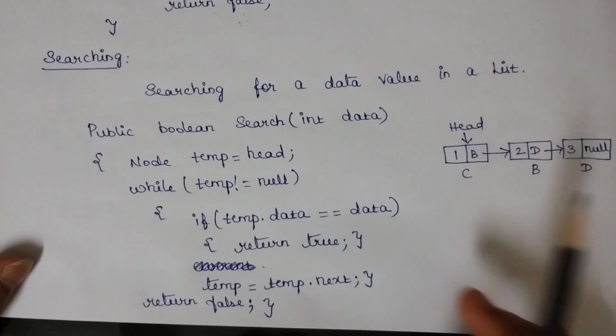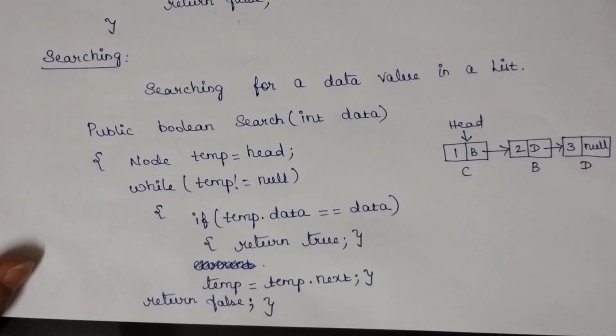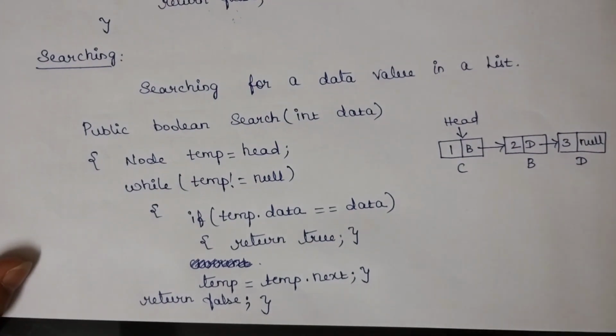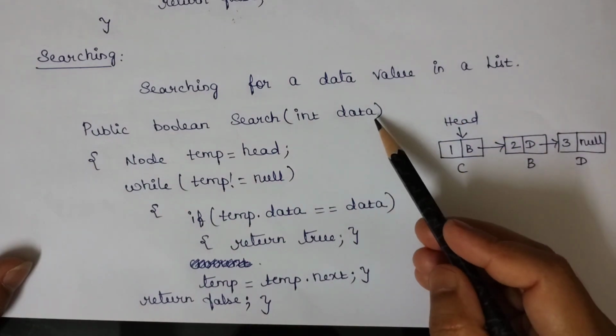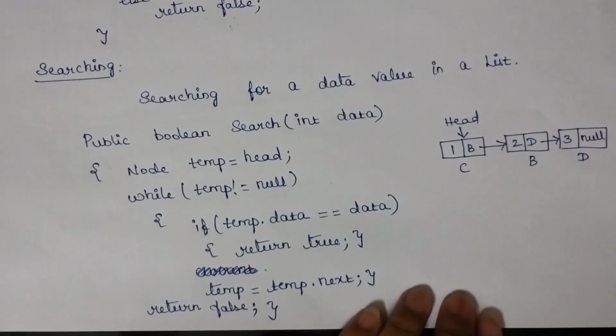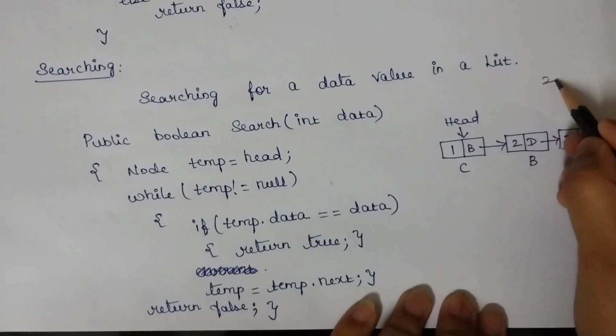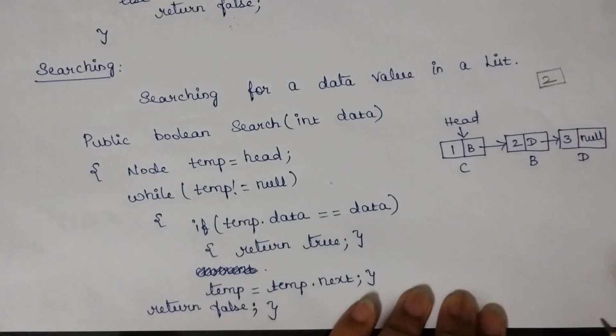And the next operation is search operation. So how do you perform search? Basically with the data value. So you are given a data value. For example, in this list, I need to find whether 2 is present in my linked list or not. I want to search for the node having value 2.